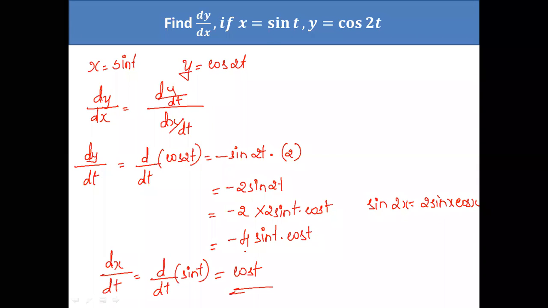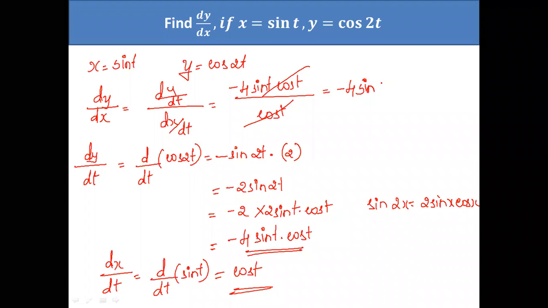Yes, we got dy by dt and we got dx by dt. Substitute it. So it is minus 4 sin t cos t divided by cos t. So cos t gets cancelled, and it is minus 4 sin t. Okay, hope you have got the answer. Take a screenshot of this. You can check the answer later. I'll be moving to the next question.